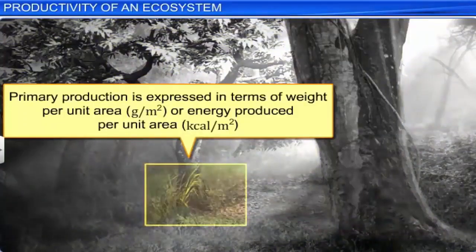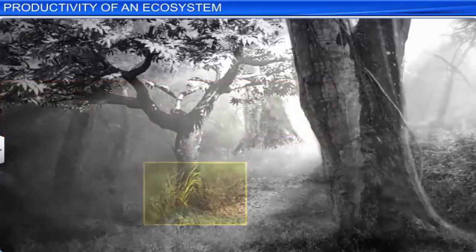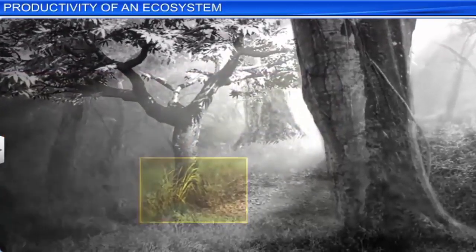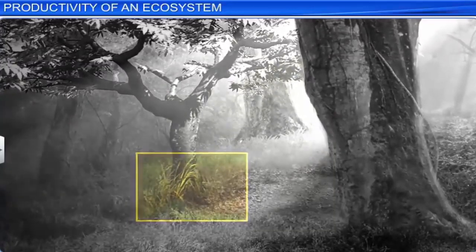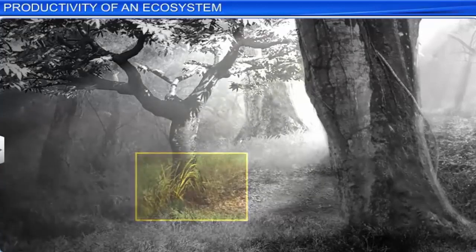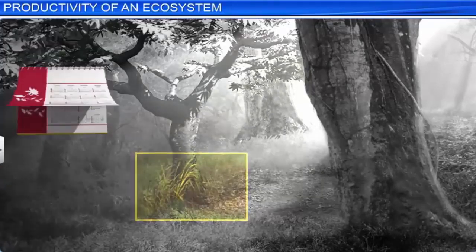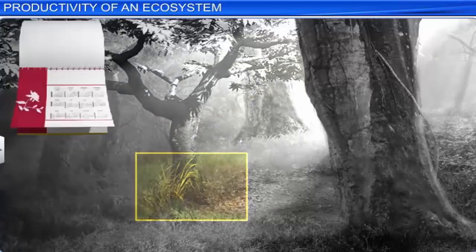Is expressed in terms of weight per unit area. That is, gram per meter square, or energy produced per unit area. That is, kilocalorie per meter square. The rate of primary production is called primary productivity. In other words, primary productivity is the amount of biomass produced per unit area and per unit time by plants during photosynthesis.